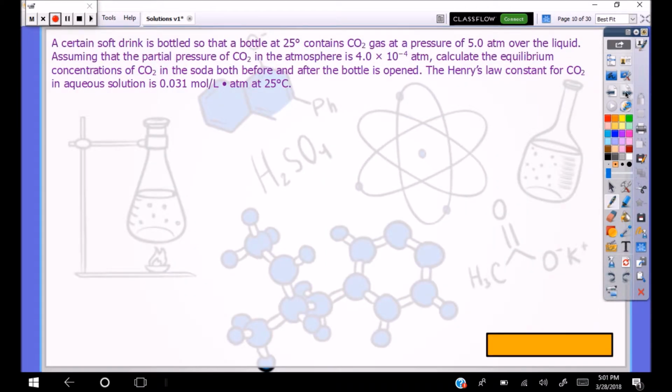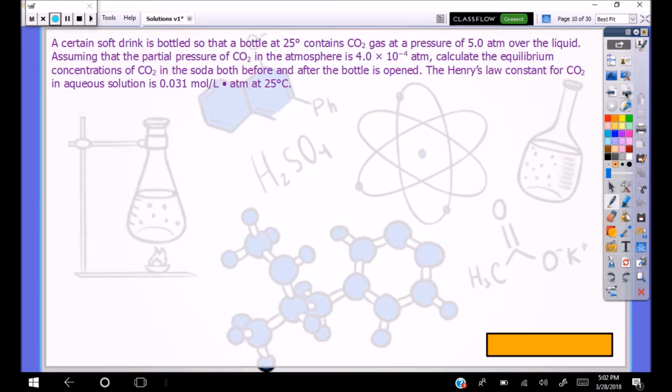So we're going to talk about soda here, and we're going to look at this problem. It says a certain soft drink is bottled so that at 25 degrees, the pressure of CO2 in an unopened bottle is 5 atmospheres over the liquid. Assuming that the partial pressure of CO2 in the atmosphere is 4.0 times 10 to the negative 4th atmospheres, calculate the equilibrium concentrations of CO2 in the soda both before and after the bottle is opened. Henry's law constant for CO2 in aqueous solution is 0.031 moles over liters times atmosphere at 25 degrees Celsius.